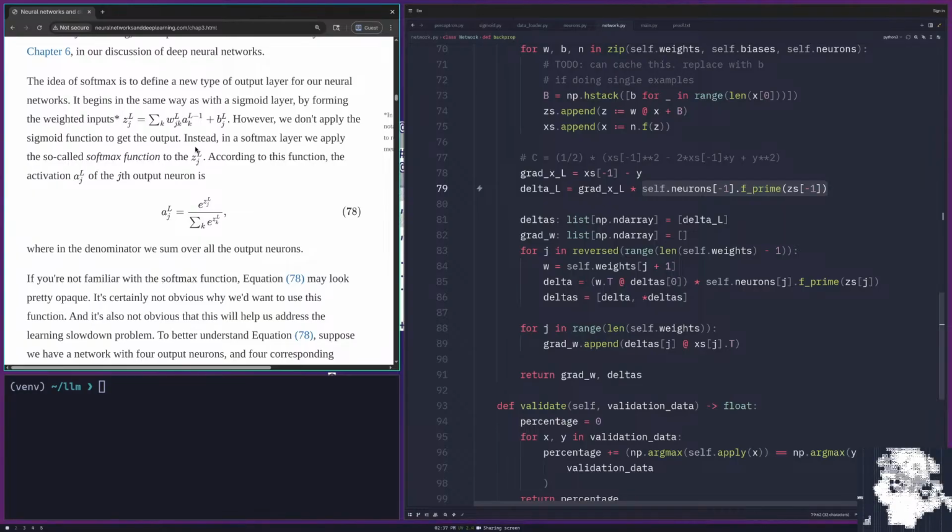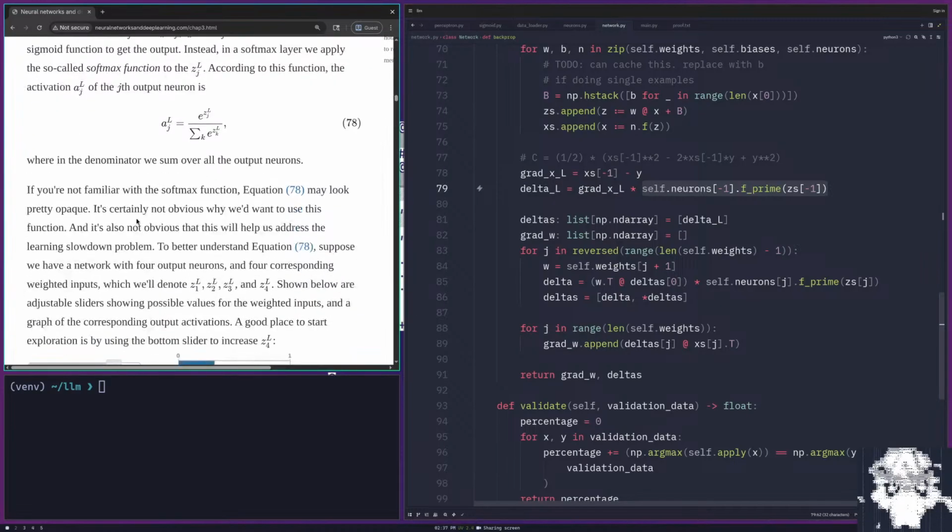Instead, in a Softmax layer, we apply the so-called Softmax function to Z. According to this function, the activation A of the jth output neuron is e to the z_j over the sum of e to the z's, where in the denominator we sum over all the output neurons.